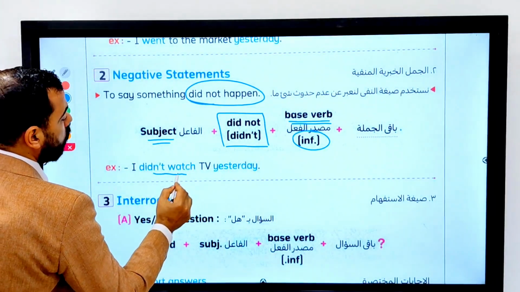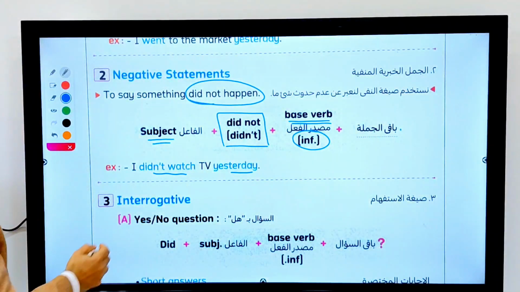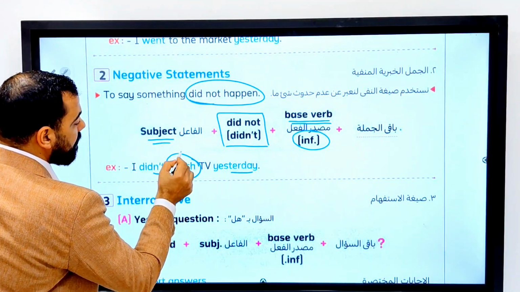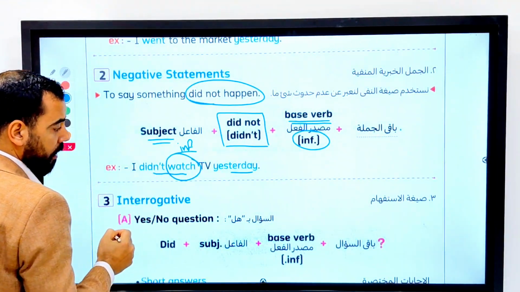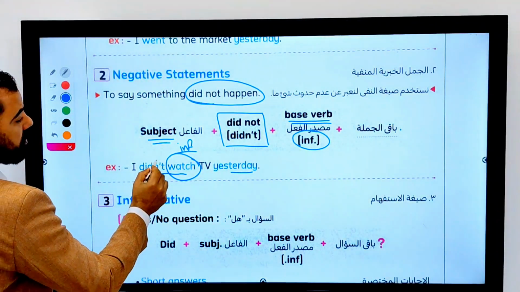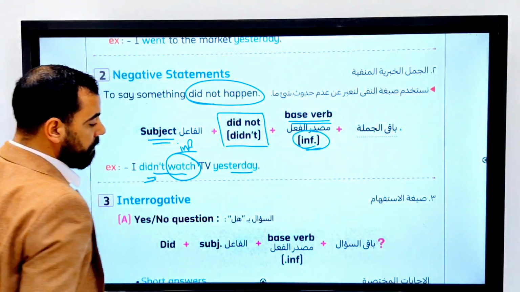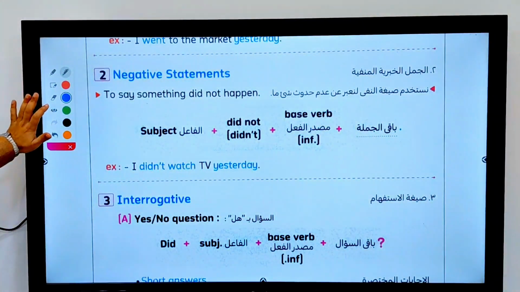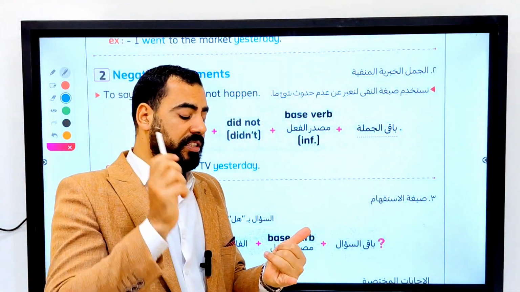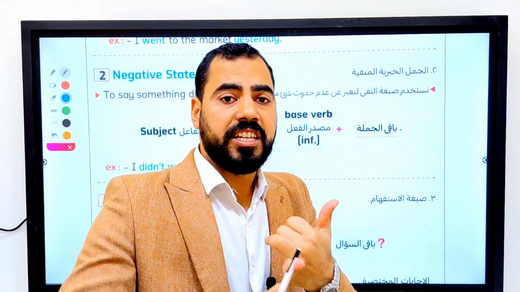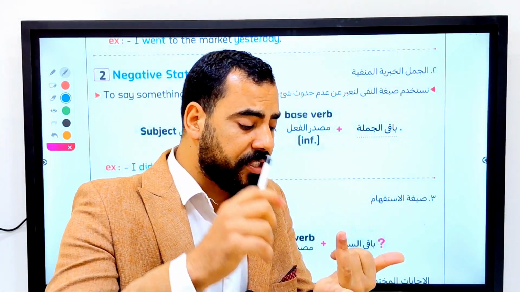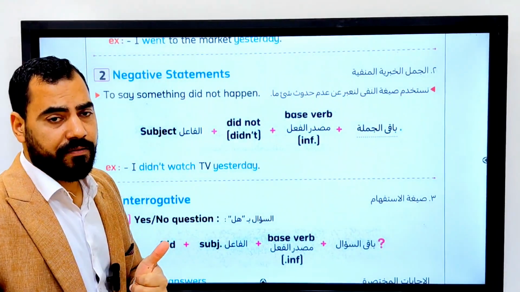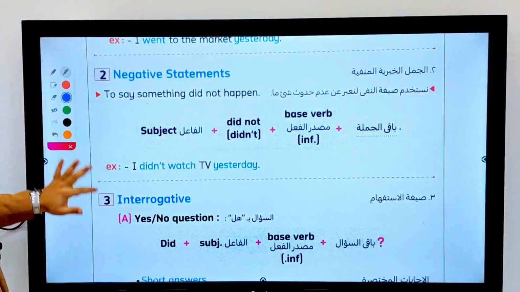So, I didn't watch TV yesterday. Okay, watch is in the infinitive. Why? Because there is didn't, and after didn't we use the infinitive. So we have studied the past simple tense in the affirmative statement, in regular and irregular verbs, and we have studied the negative statement. Let's move to part number 3.